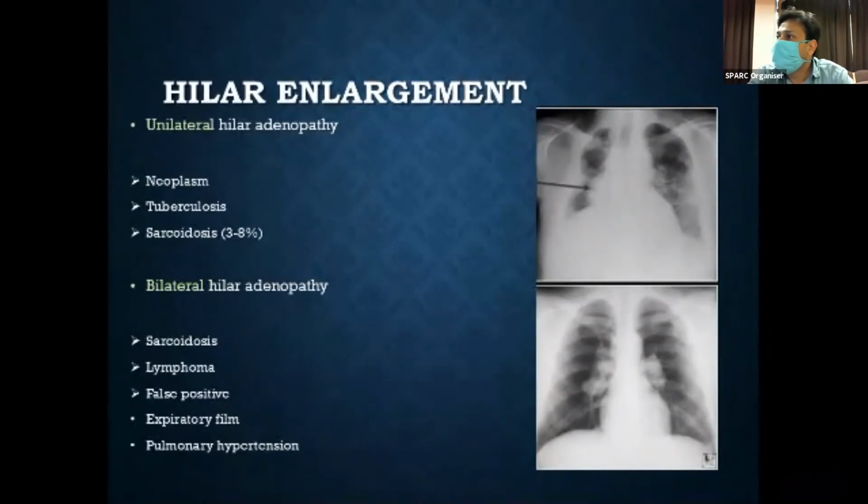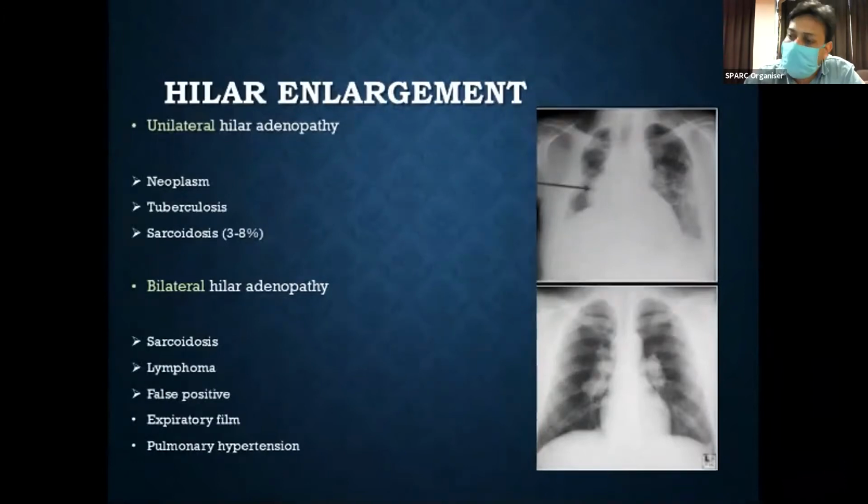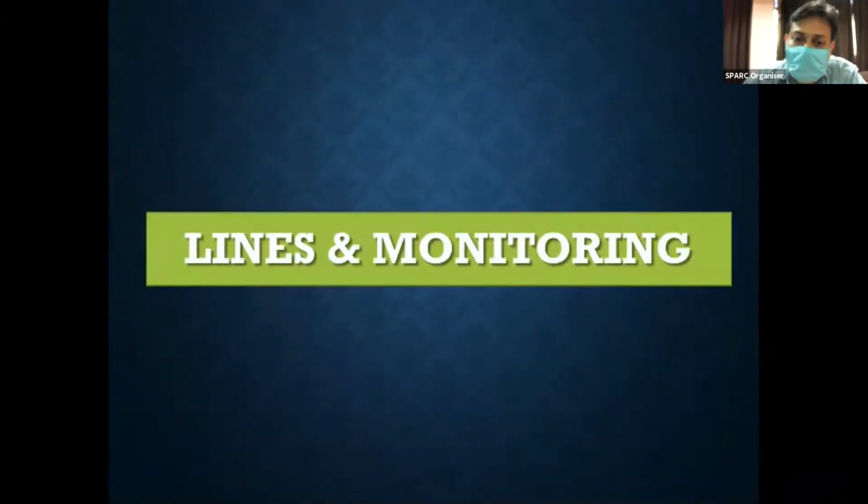Sometimes if the film is not taken in proper inspiration or the film is expiratory, again the hila appear prominent, and hila may also appear prominent in case of pulmonary hypertension. So these are some of the causes of bilateral hilar adenopathy.